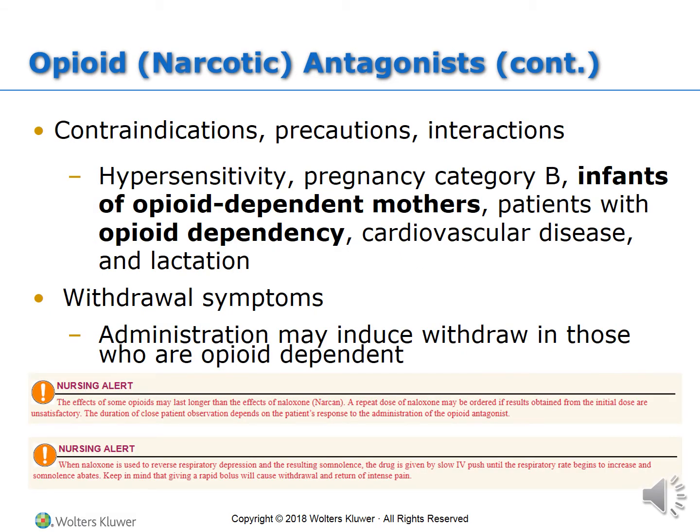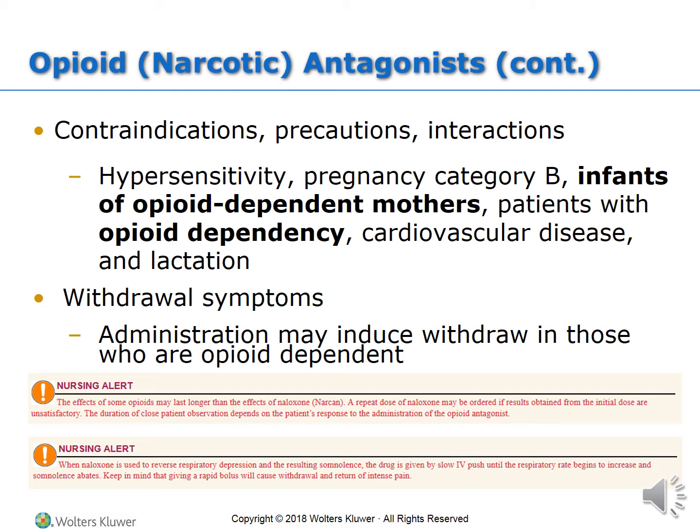Contraindications and precautions and possible interactions of opioid antagonists include obviously a hypersensitivity to the drug. We would not want to give it then. It's not used regularly in pregnancy. We do not give opioid antagonists to infants of opioid dependent mothers, the so-called crack baby that's born addicted to the opioids that its mother abused. It would be very cruel to immediately remove that opiate from their system and cause those acute withdrawal symptoms to begin. There's other ways to treat that type of dependency.